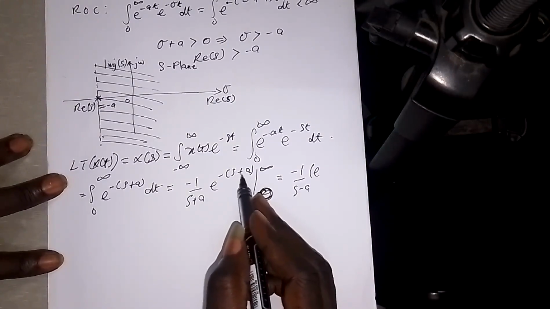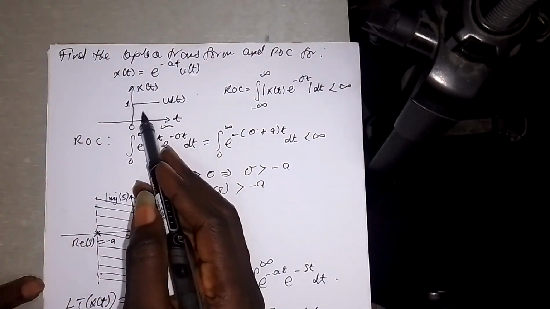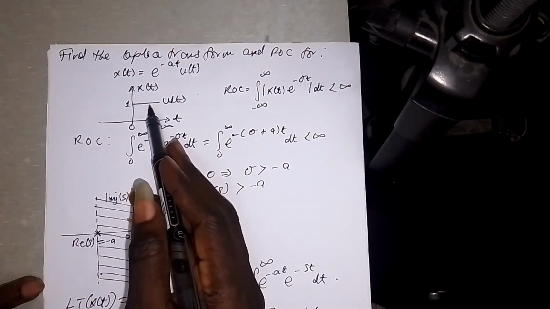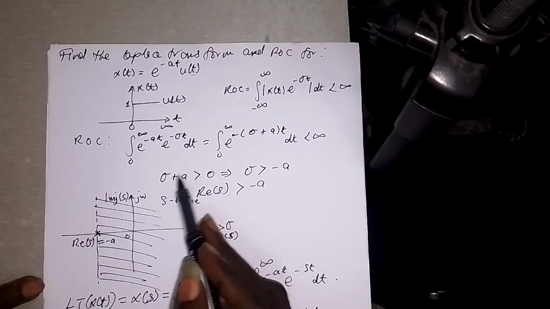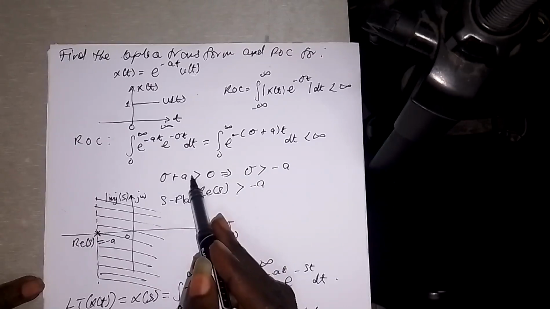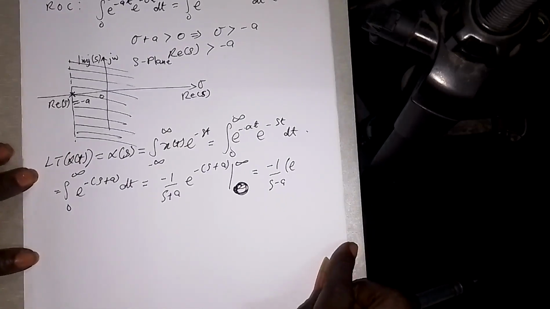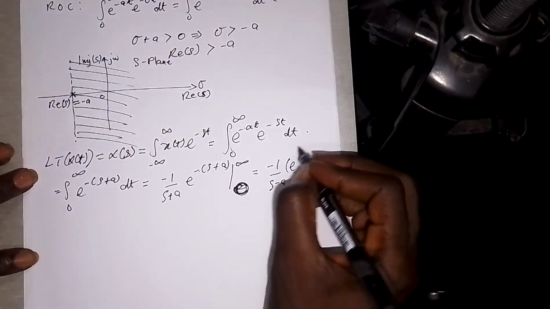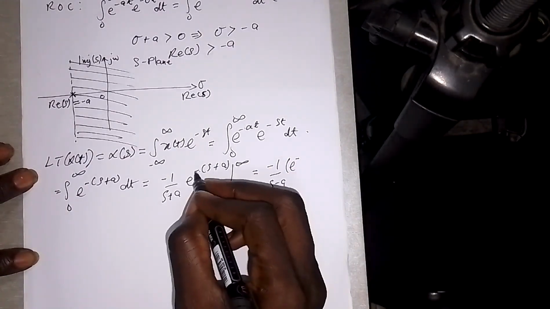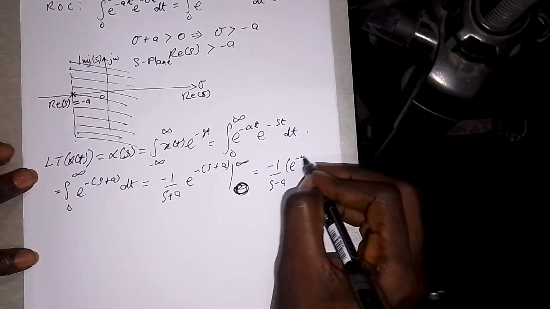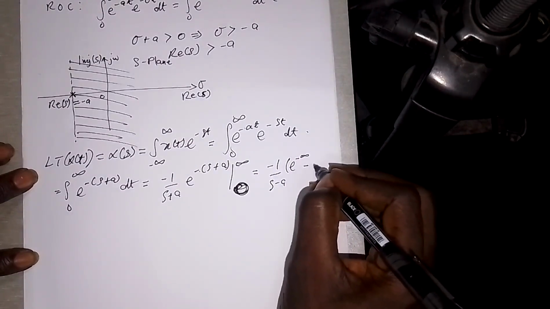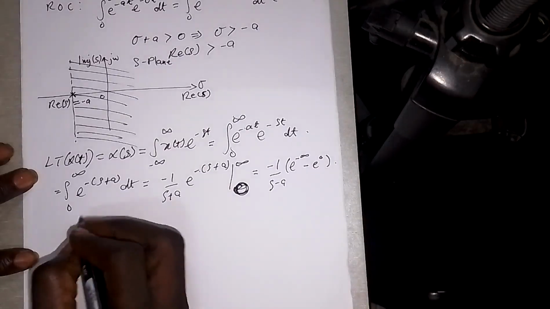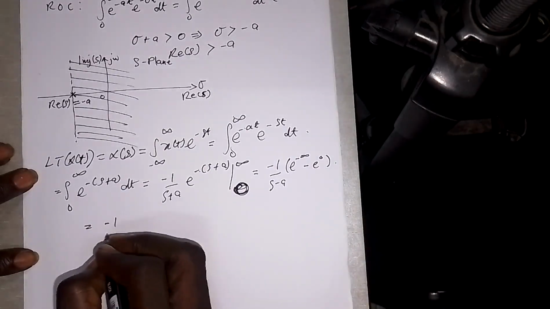Why am I saying s plus a is positive here? It is positive because my graph, my u(t), is lying in the positive region of the x-axis. Also, I said that sigma plus a is greater than 0, which means it is supposed to be positive. So here I'll have negative infinity. Then minus e^0 minus e^0.